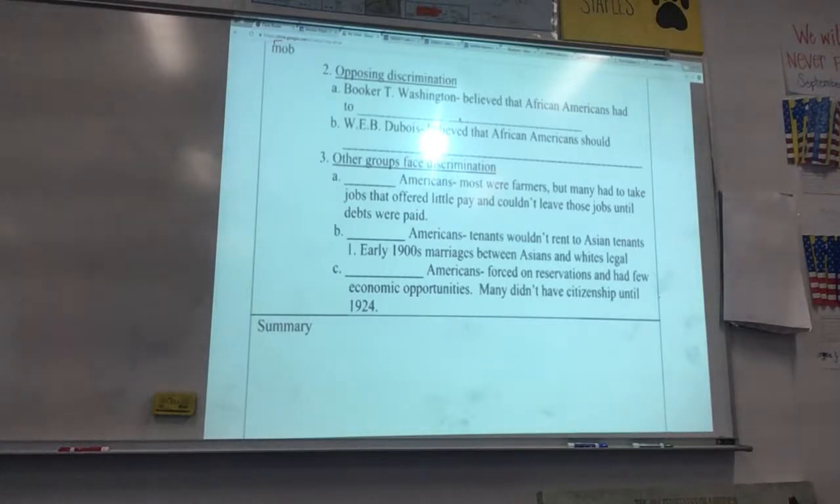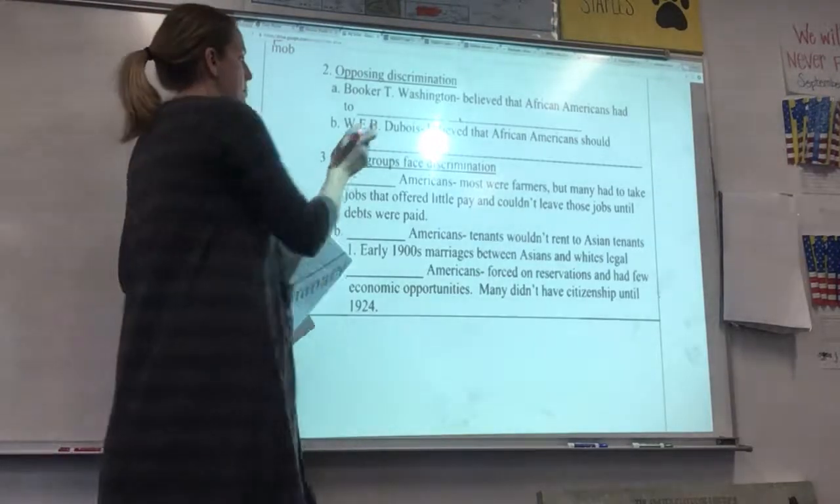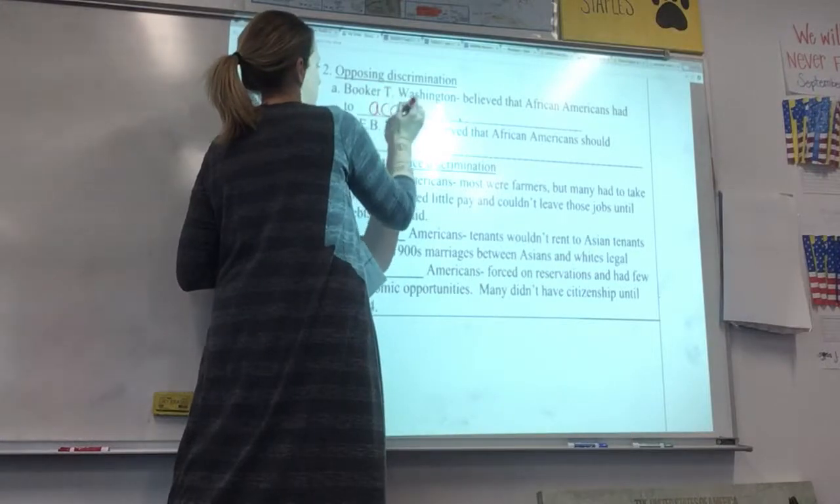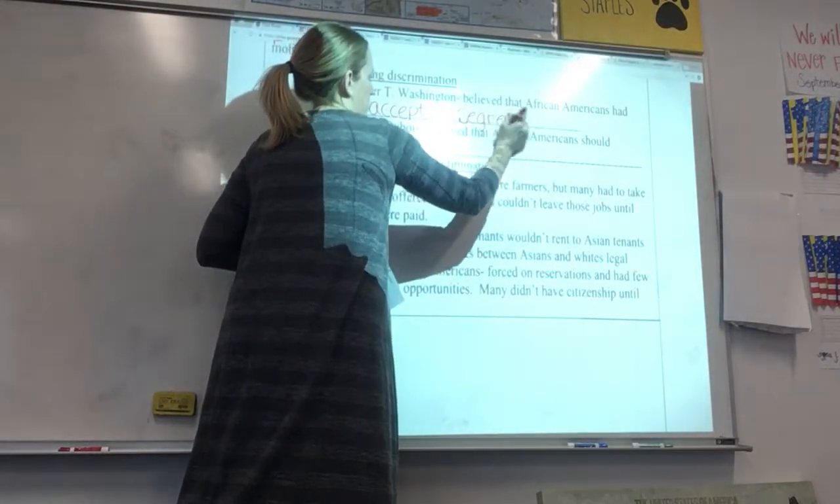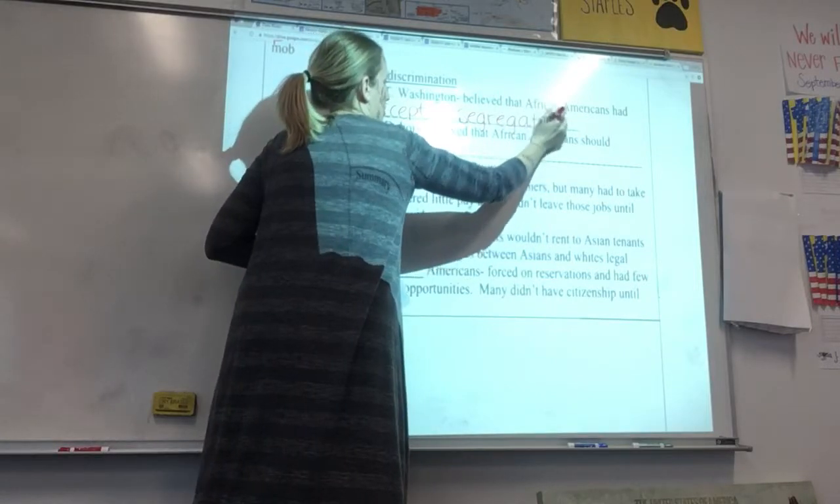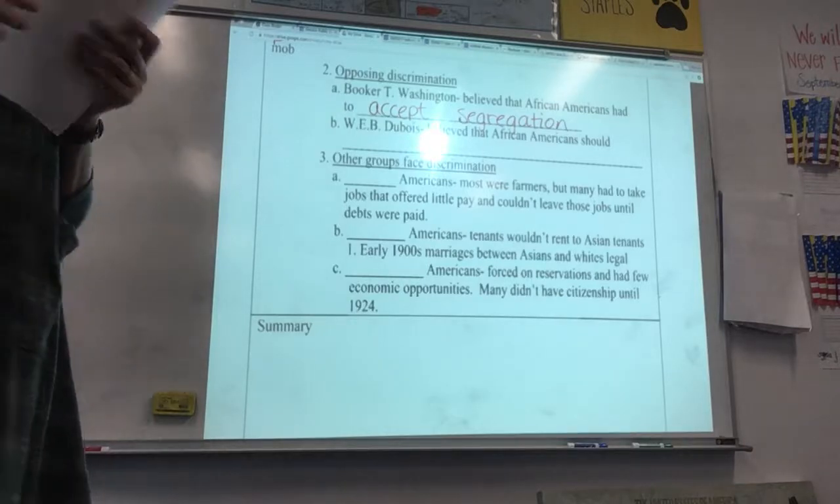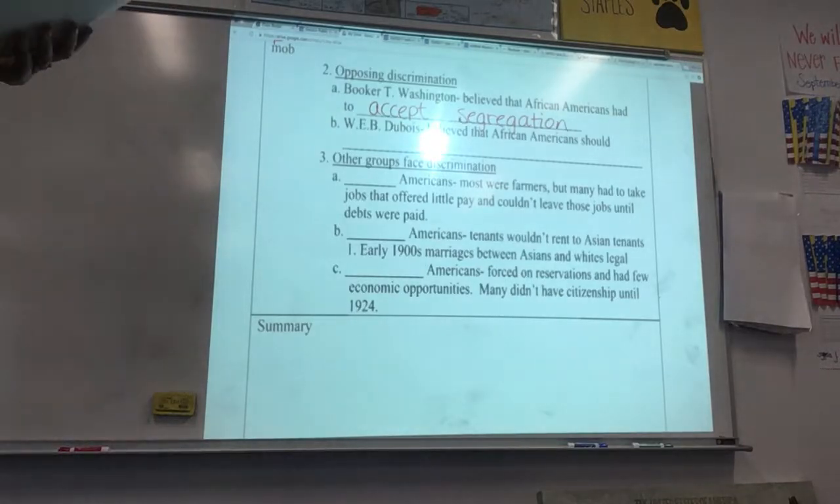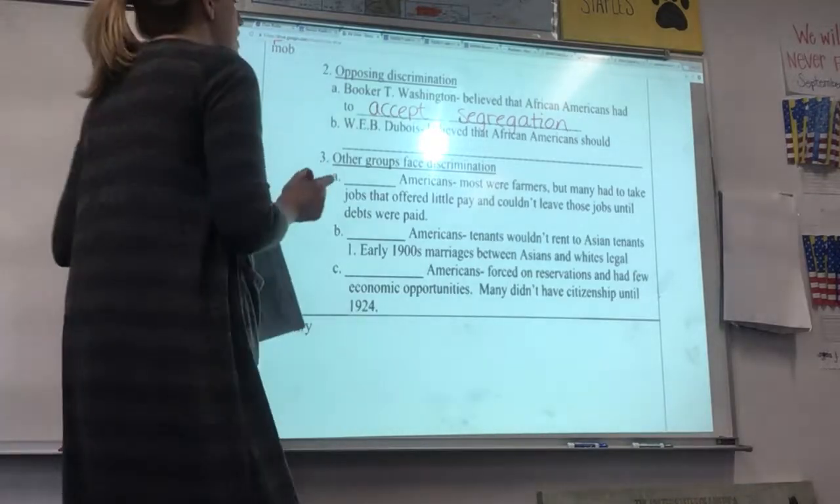Last bit. Booker T. Washington was an important man in history. He believed that African Americans had to accept segregation. He's like, look, we're just going to have to deal with this. It's not worth it. But W.E.B. Du Bois believed that African Americans should strive for equal rights.